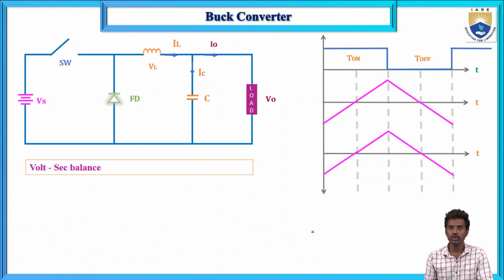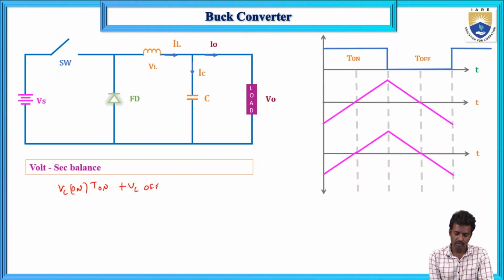Now volt second balance: volt second balance means VL on T on plus VL off T off.